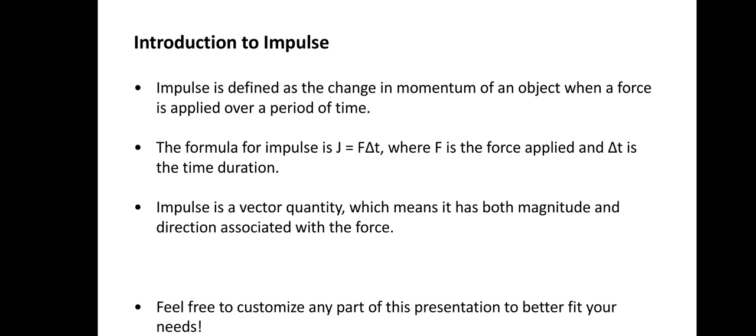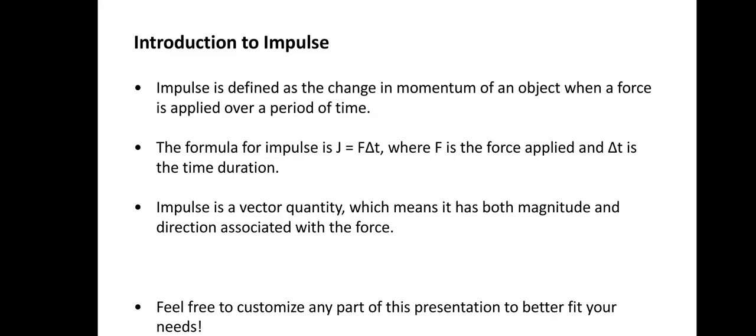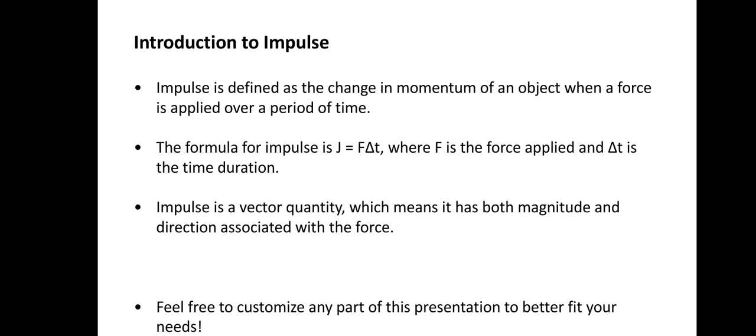Introduction to impulse. Impulse is defined as the change in momentum of an object when a force is applied over a period of time. The formula is impulse J = F × Δt. Impulse is a vector quantity with both magnitude and direction, associated with the force.